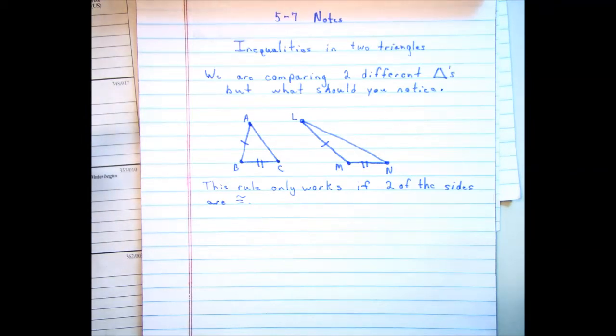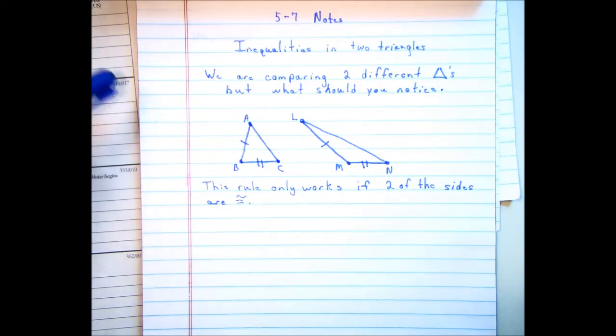In other words, we've talked about in previous lessons that the biggest side is across from the biggest angle. That's when we're in one triangle. And we talked about the biggest angle being across from the biggest side. And again, that was inside of one triangle. That's why it's called the triangle inequality rules. All right, this is inequality in two triangles. Okay, so that means you're comparing two different triangles.